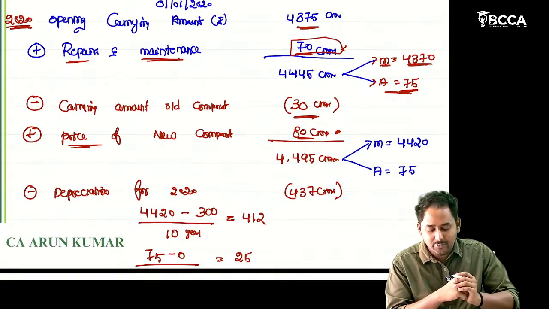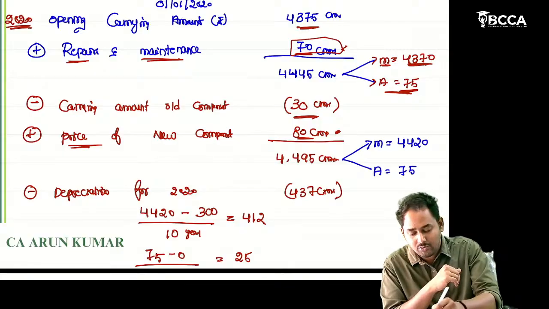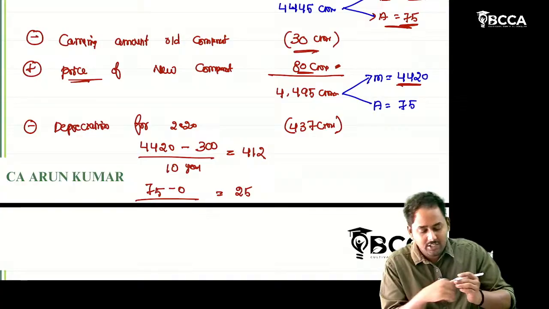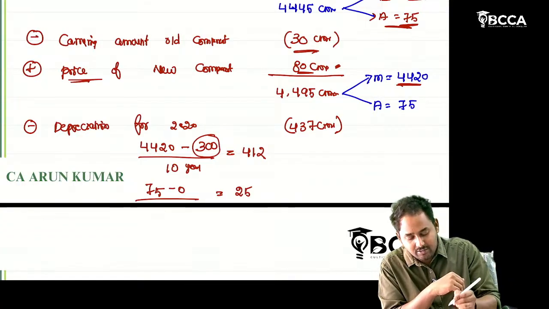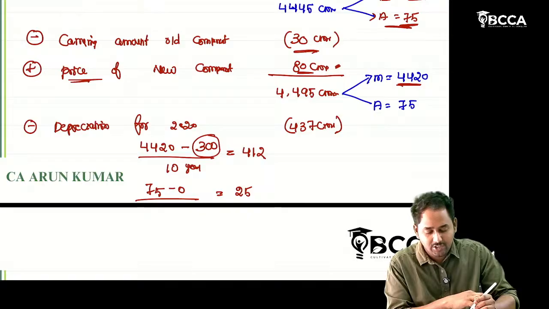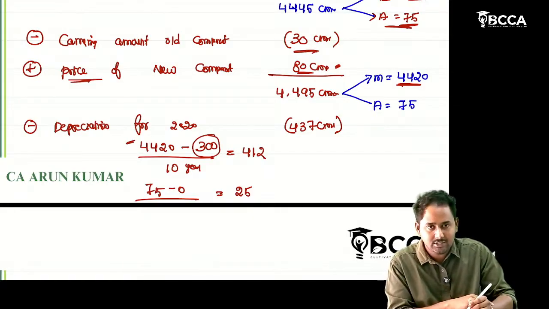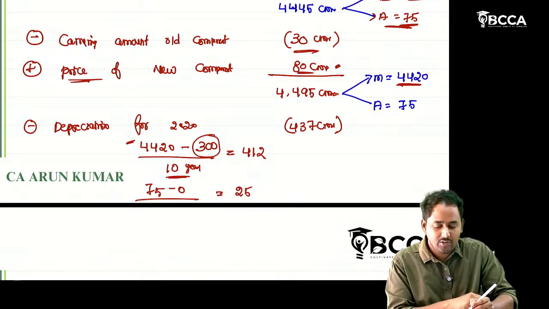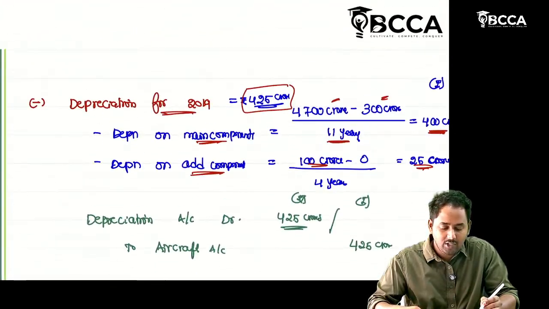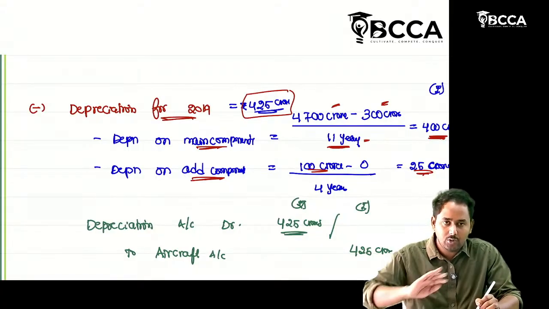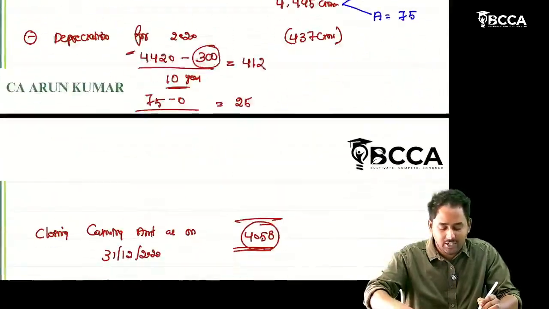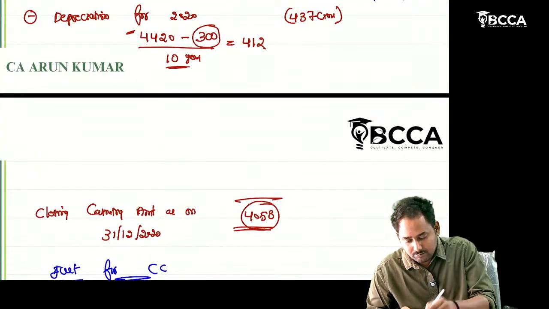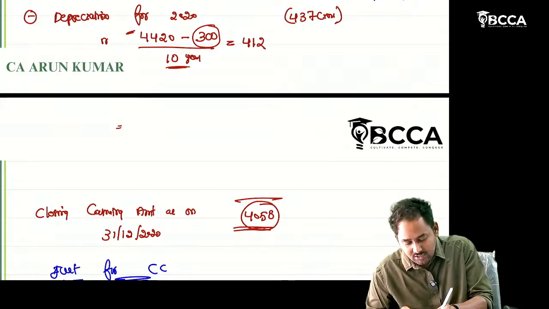Then I should provide the depreciation for 2020. How to provide the depreciation? For the main component, what is the residual value? 300. 4420 opening carrying value minus residual value of 300, divided by the remaining expected useful life. With respect to 2019, what is the remaining expected useful life? 11, so already 1 year expired. So what is the remaining? 10. Then this is the main component.